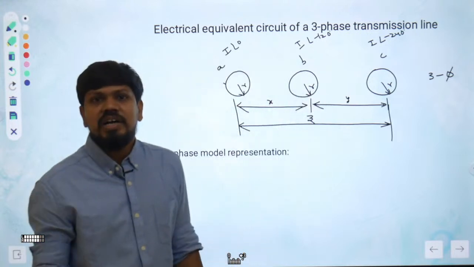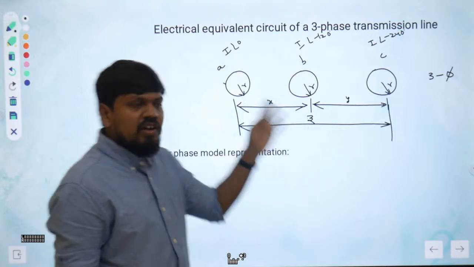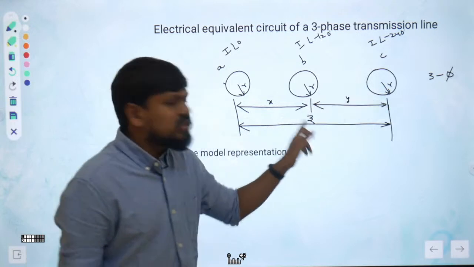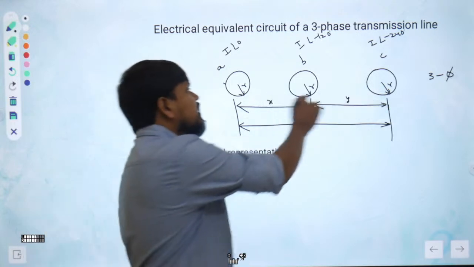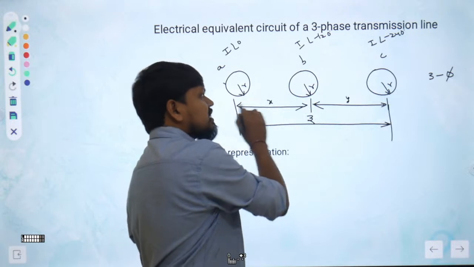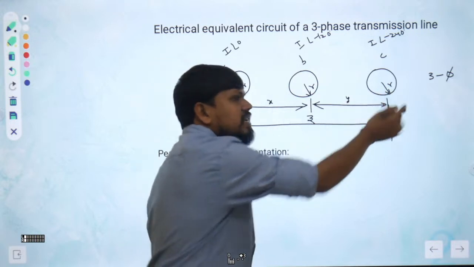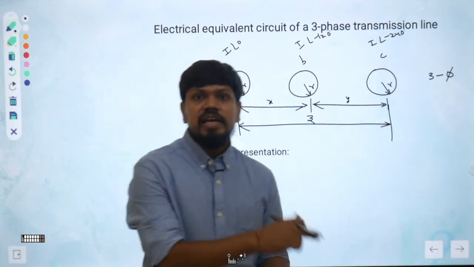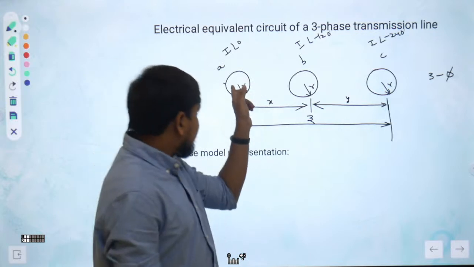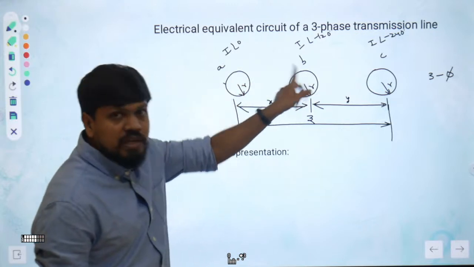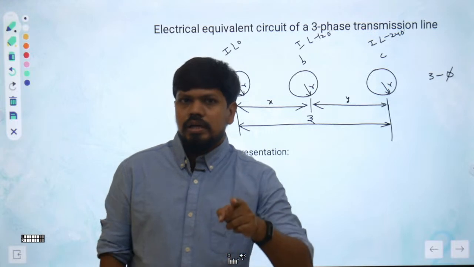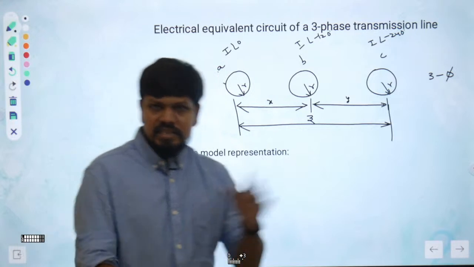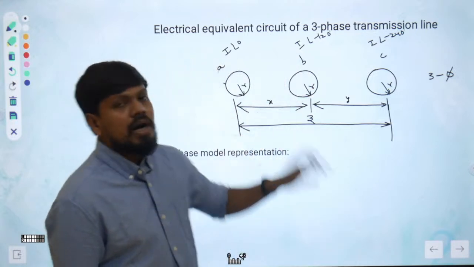It's not the same, because the distances are different. For the A phase, the B phase is at x distance and the C phase is at z distance. But for the B phase, the A phase is at x distance and the C phase is at y distance only. So there is a difference in mutual linkages. This will decide the inductance of each phase, and the inductance of each phase may vary. So there is no constant. For the A phase the analysis is different, for the B phase the analysis is different.